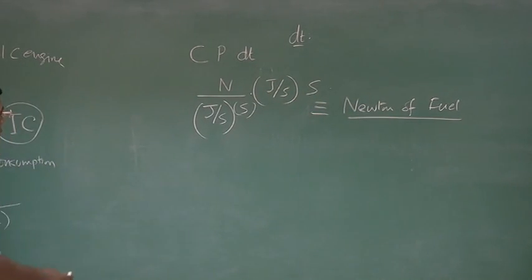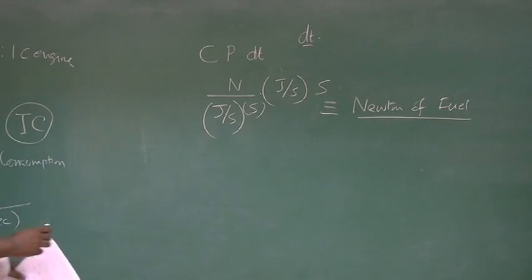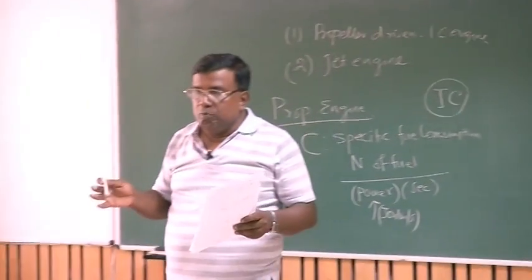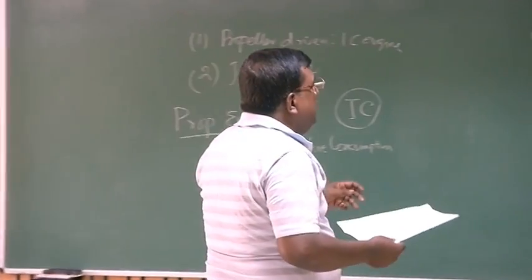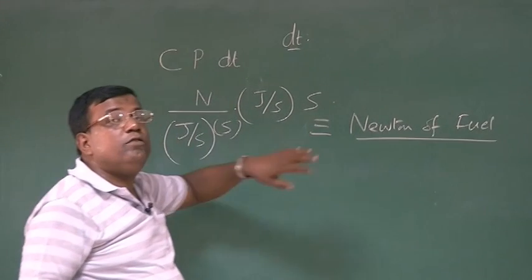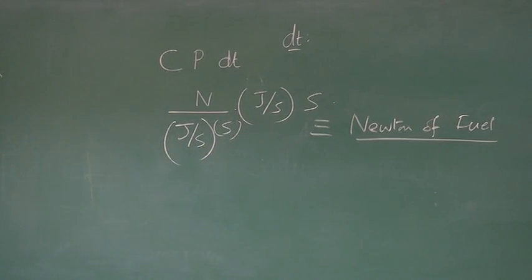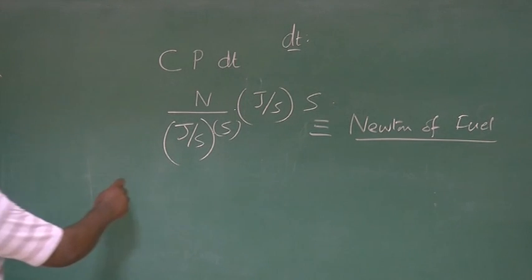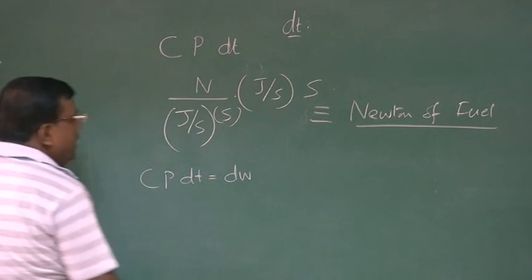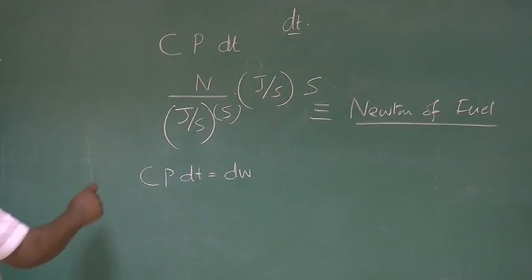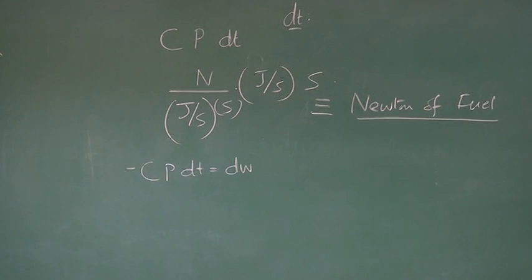which is consumed. So I can understand one thing: if everything is the same, nothing is changing, for an airplane flying from one point to another, then the change in the weight is primarily and only due to the change in the fuel, because the fuel is consumed to develop this power. So I will write Cp dt as dW, the change in weight of the airplane. I will put a minus sign to make it consistent that this is a reduction in the weight.